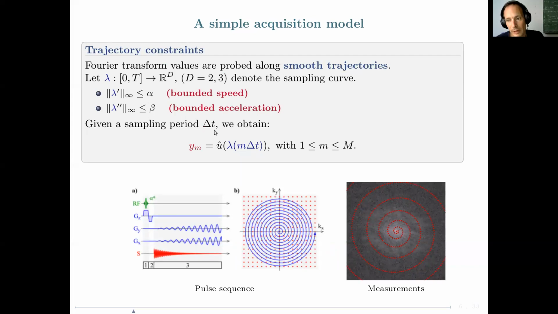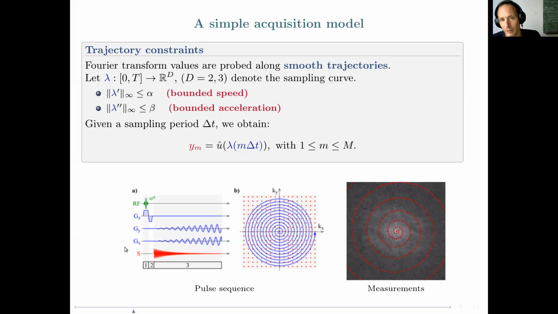And so given a sampling period Δt, the measurements you obtain, ym, are the Fourier transform of u evaluated at λ(mΔt). So it's really as if you were driving a car with a bounded speed and bounded acceleration, and the sampling problem is to recover as much information as possible within a given time T.